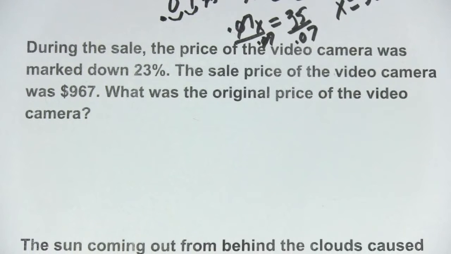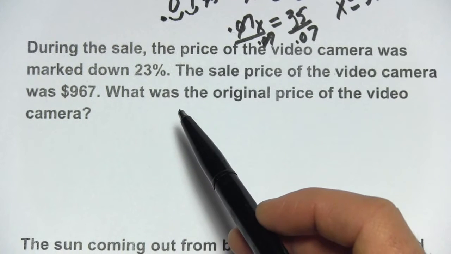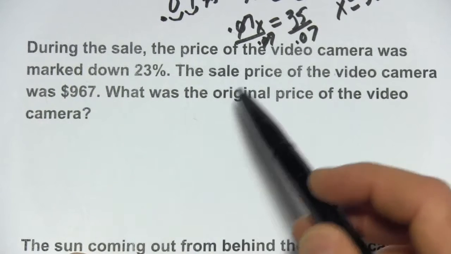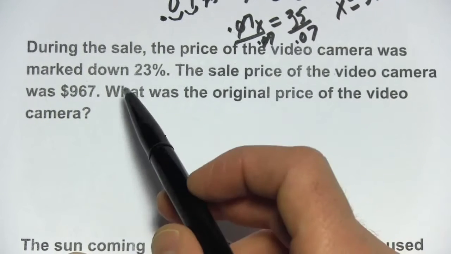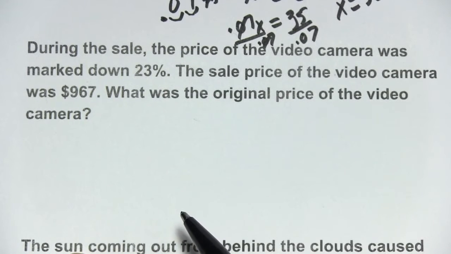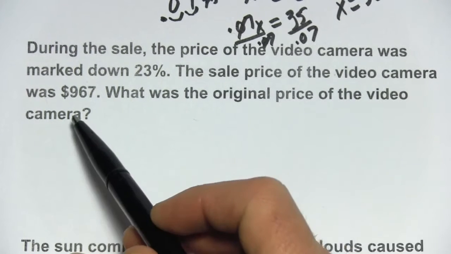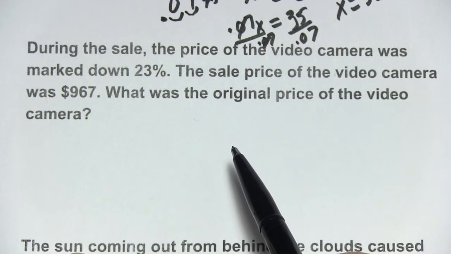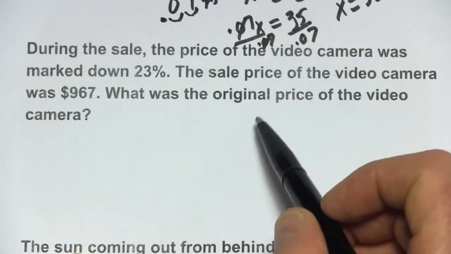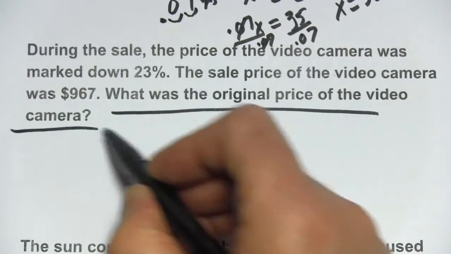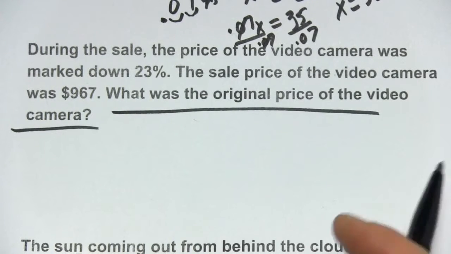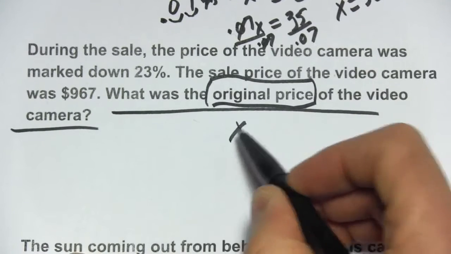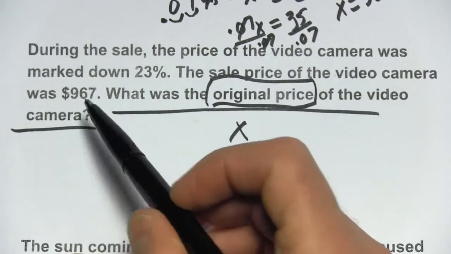This is a problem about taking discounts on items for sale, and some of these can be a little bit tricky. It says, during the sale, the price of the video camera was marked down 23%. The sale price of the video camera was $967, so what was the original price? So again, looking at the end of the problem to see what we're looking for, that's an important first step. So let's call original price X. We know what the sale price was.